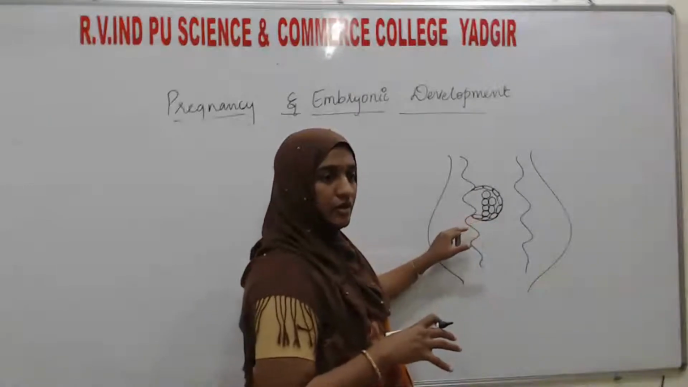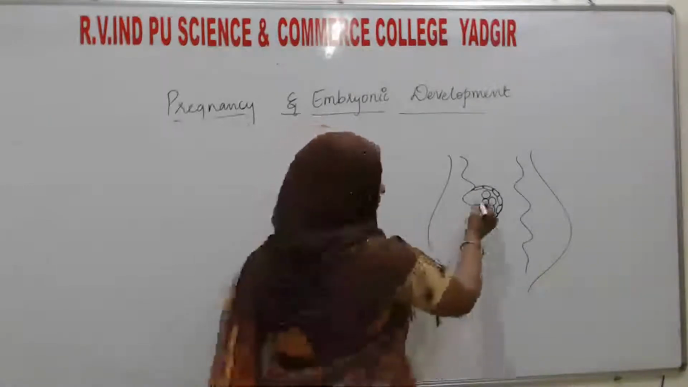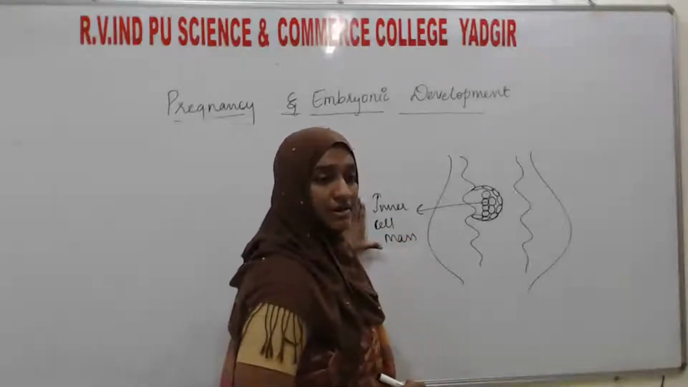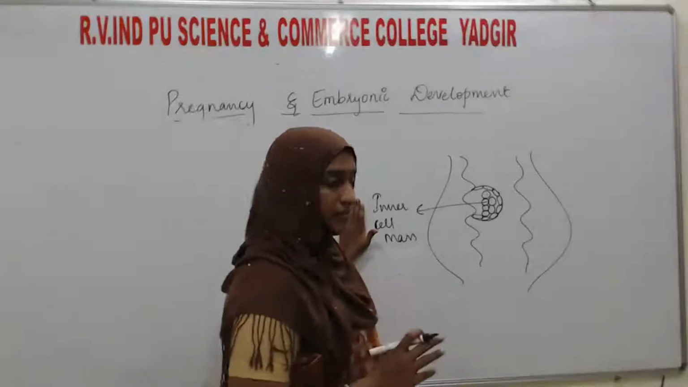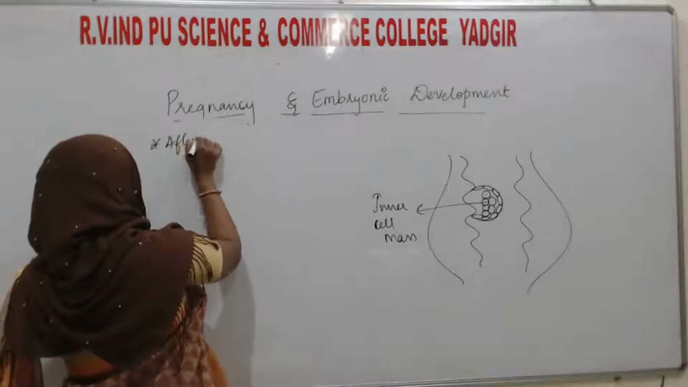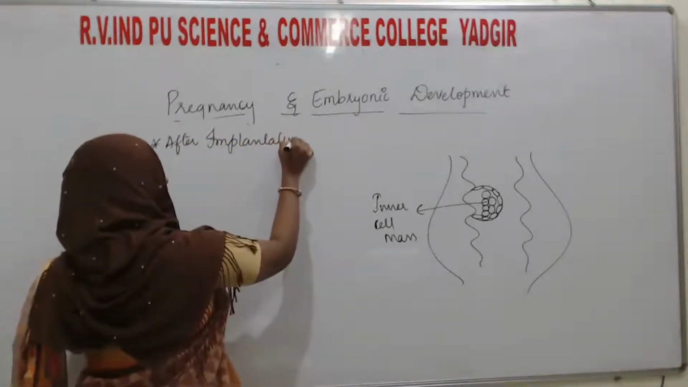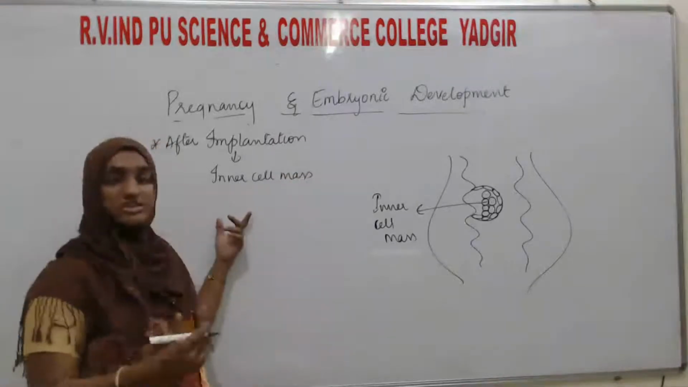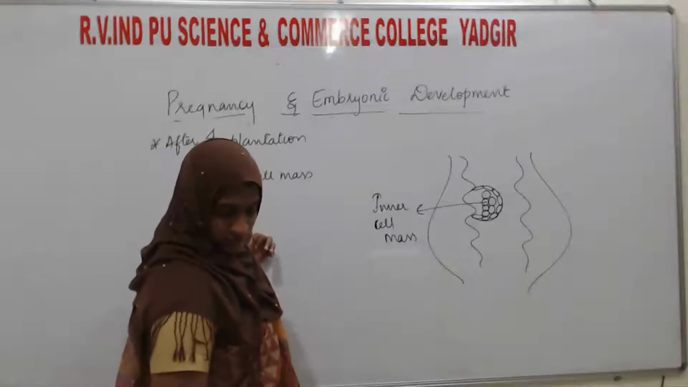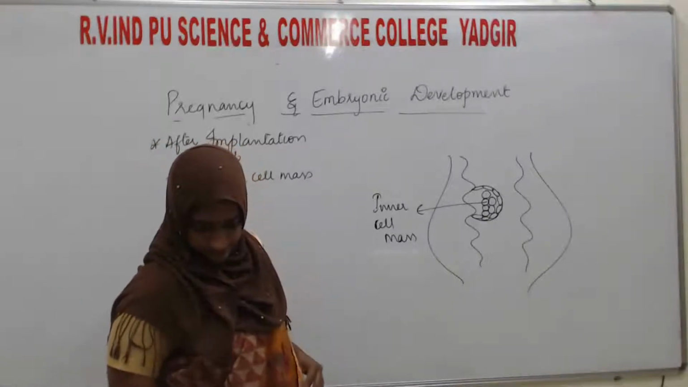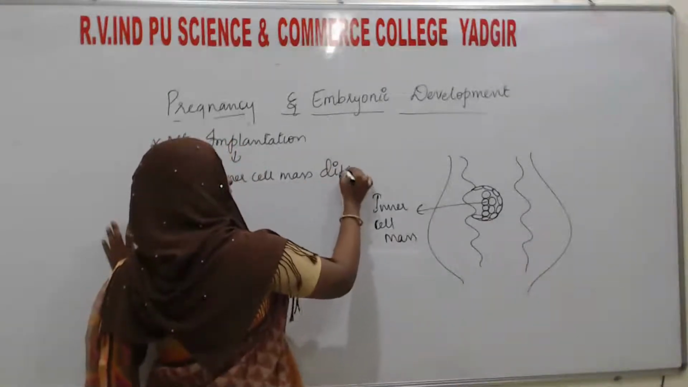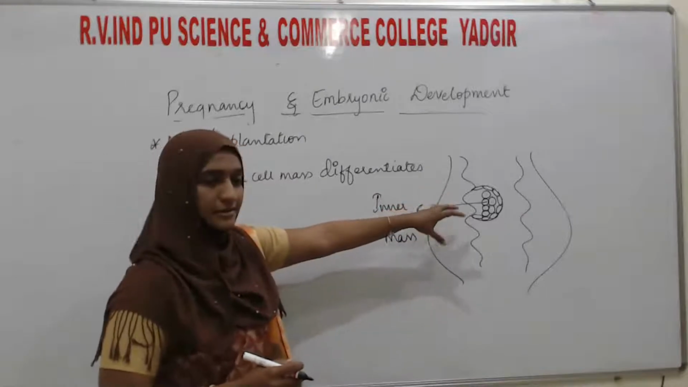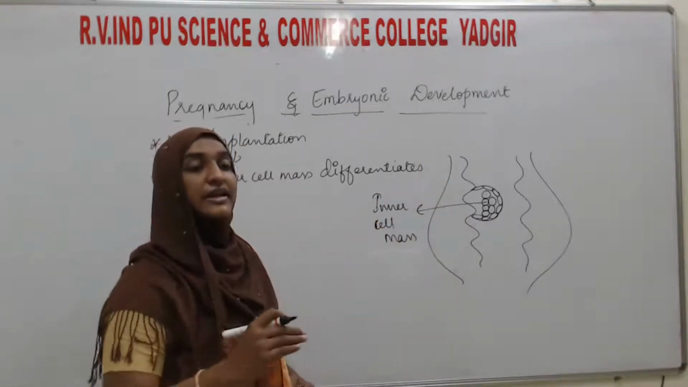After engulfing into the uterine wall, what about this inner cell mass? After implantation, the inner cell mass starts to differentiate. Differentiate means it starts to divide. After differentiation, the cells in this structure form certain layers.